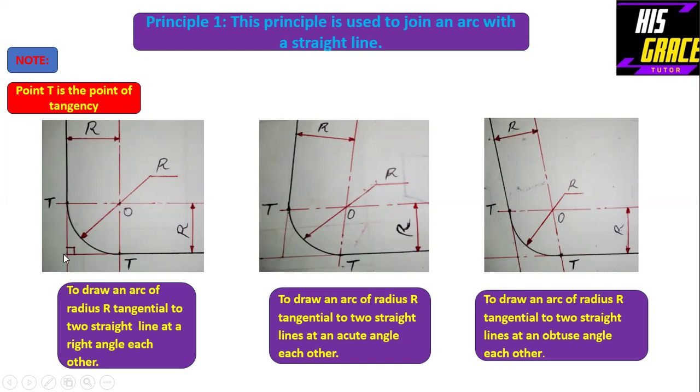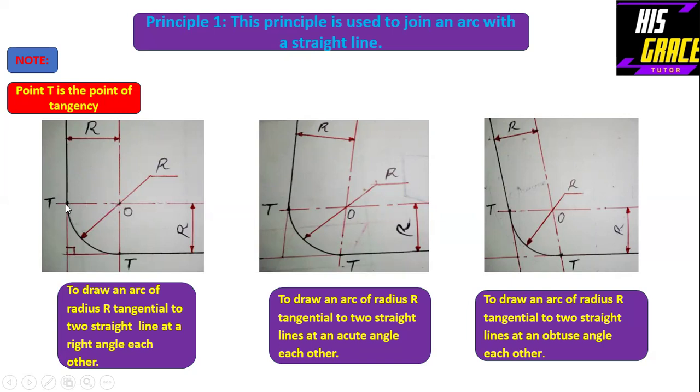Okay, then you take a measurement of 20 millimeters from this point to this point here. Then you draw a line. So at this point where we have 20 millimeters, you draw a center line parallel to this vertical line. Okay, so that is the line that we have here. Then at this point where we have 20 from here to here, you also draw a center line that will be parallel to this horizontal line, and the two lines intersect at this point O here.